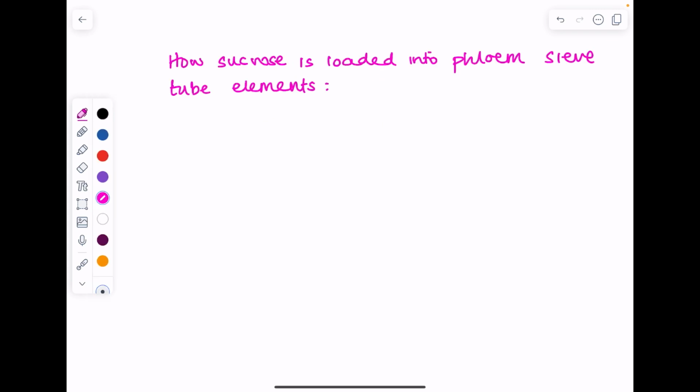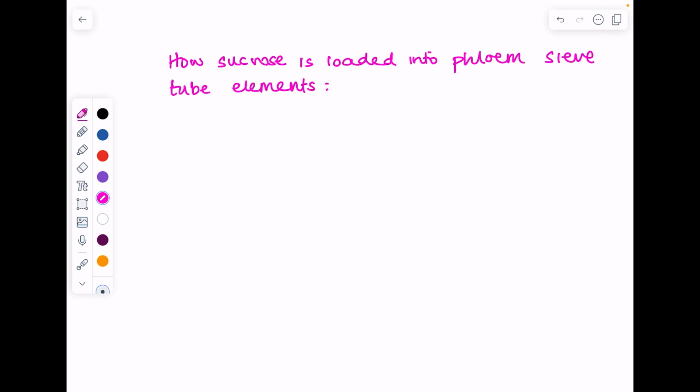In the next part of this video, I'm going to teach you how sucrose is loaded into the phloem, how water is loaded into the phloem, because the sucrose needs to be dissolved in water for it to move. And then we're going to combine that just to talk about the overall story as to how the organic compounds are transported. So how is the sucrose loaded into the phloem sieve tube elements?